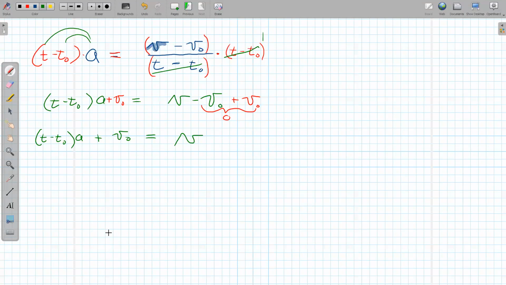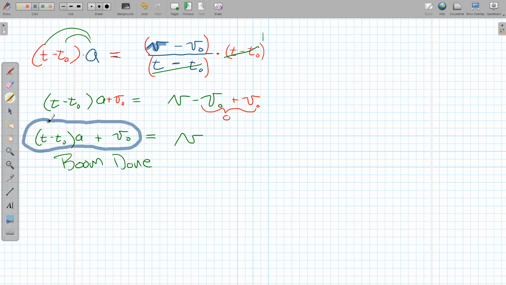I did it. I solved the equation. I have my v all by itself. Boom, done. If you really wanted to, you can distribute that a through, but it doesn't make life any better. So this would be my simplified version right there. That's just fine.